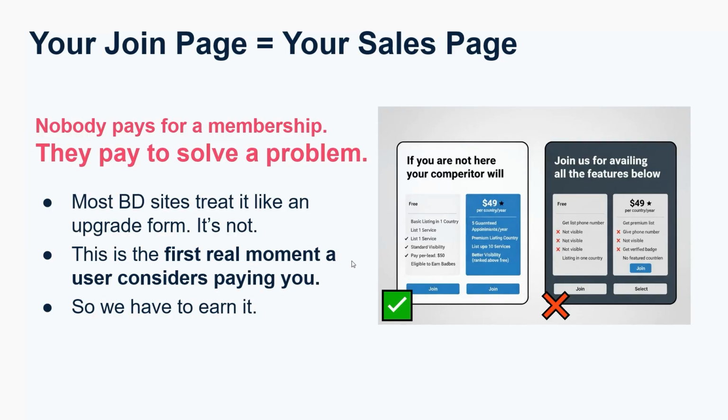So in a nutshell, we have tried to compare two pages. In the image, you have a green tick and the red cross. The red cross is the page where you can see that $49 plan, get premium list, give phone number, get verified badge. All those were technical features which David just now referred to. And on the ideal page over here, we are talking about that same $49 plan. We are talking about 5 guaranteed appointments.